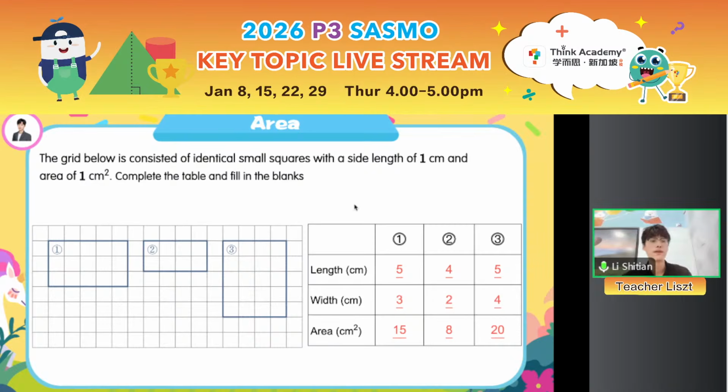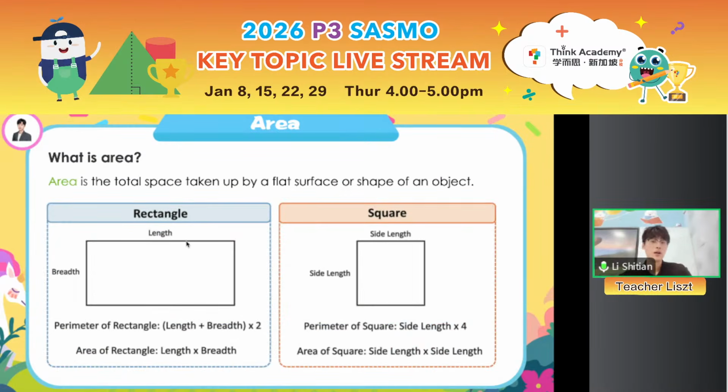So now we know how to find the area, and don't forget the concept of area. Area is the total space taken up by a flat surface or shape of an object. Now here is the summary. How do we find the perimeter of a rectangle? Do we need to use length times breadth? No, we need to use length plus breadth, times 2. Then we can find the perimeter. What about the area?